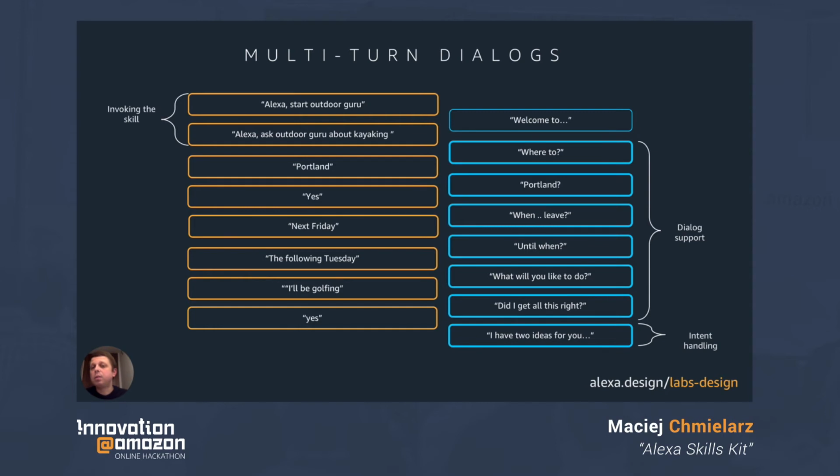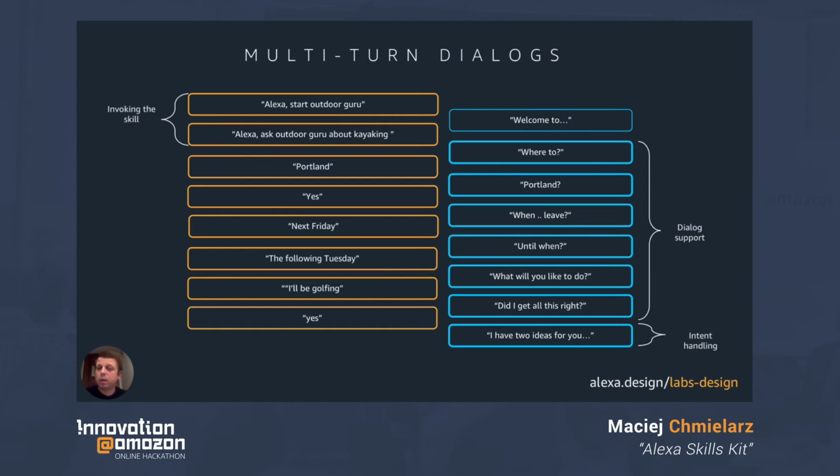And in this case, when there is information about the activity provided in this invocation, the skill can react to that and ask follow-up questions like, okay, kayaking, but where to? Portland. Portland? Yes. When do you want to leave? Next Friday. Until when? The following Tuesday. What would you like to do? I will be golfing. Did I get all this right?